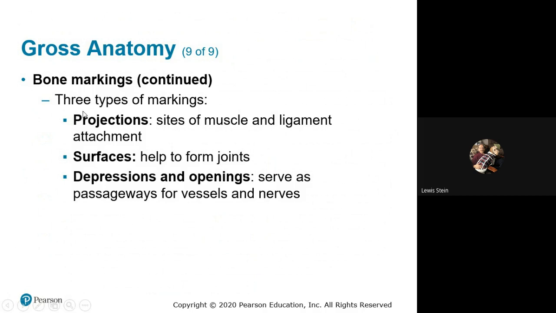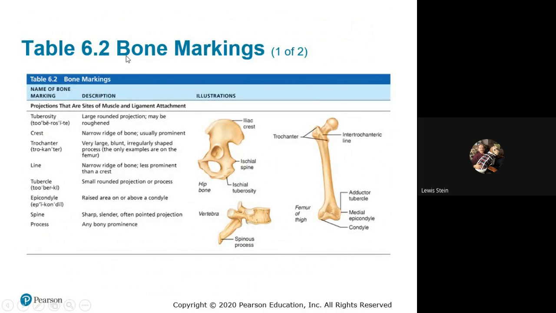So there's three types. Projections, where things pull and tug, the bone enlarges. Surfaces, where it forms joints, they're covered in cartilage. And depressions or openings, that's where, as growth and development is going on, something is sitting on the bone and it may form an indentation. It may even form a giant opening. And they all have names and you're going to hate it.